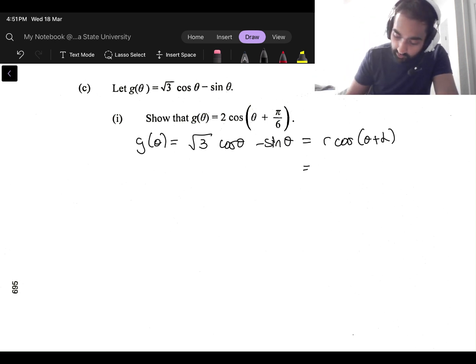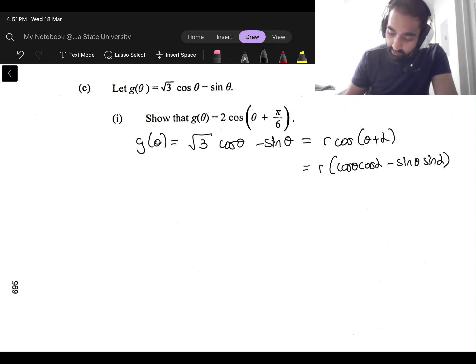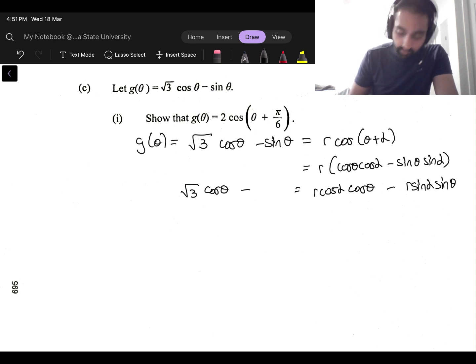So I'm going to use now my angle addition formula for cosines. It's r cosine theta cosine alpha minus sine theta sine alpha. So then here it's r cosine alpha cosine theta minus r sine alpha sine theta, and that's equal to square root 3 cosine theta minus sine theta.